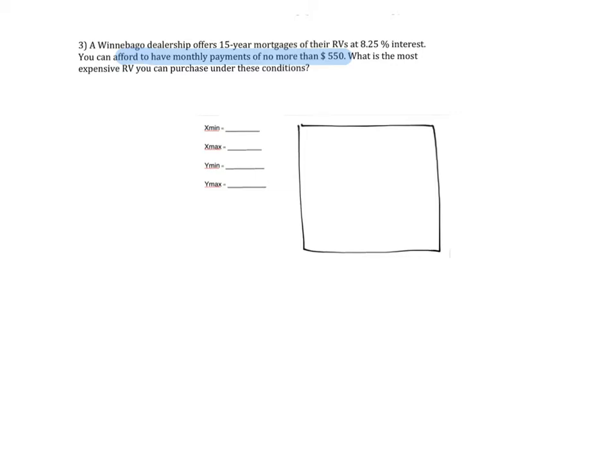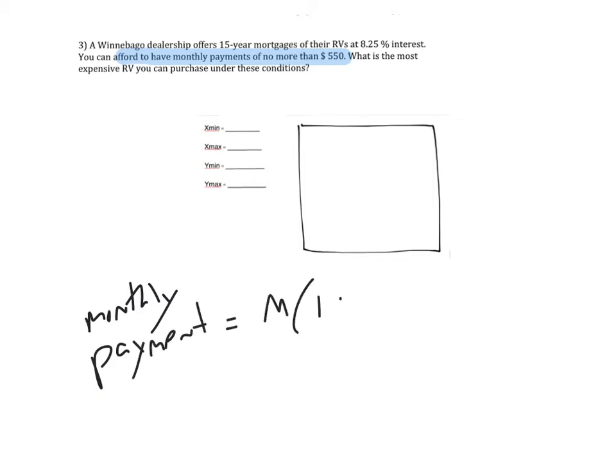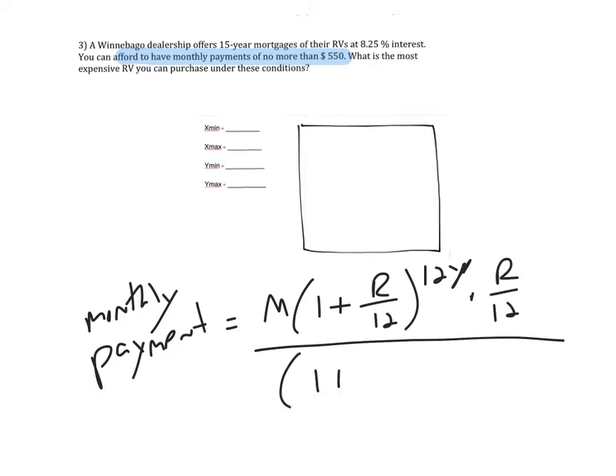Well, here I'm going to write out the mortgage formula. The monthly payment is going to be equal to M, how much money you are mortgaging, times 1 plus the interest rate over 12 raised to the 12y power, times the interest rate over 12, all over 1 plus r over 12 to the 12y power, take away 1.